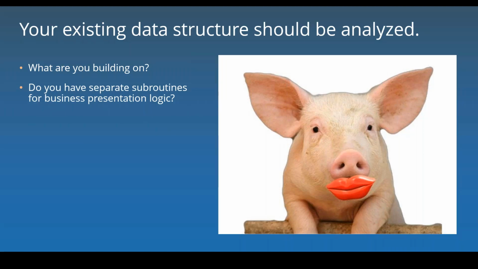Does your business have separate subroutines for business and presentation logic? I've certainly seen some that do not. For example, where you are creating an invoice record and printing a line to the printer at the same time. That type of logic will need to be addressed and somewhat rewritten, because you obviously don't want the online app that you're building to be sending lines to the printer.